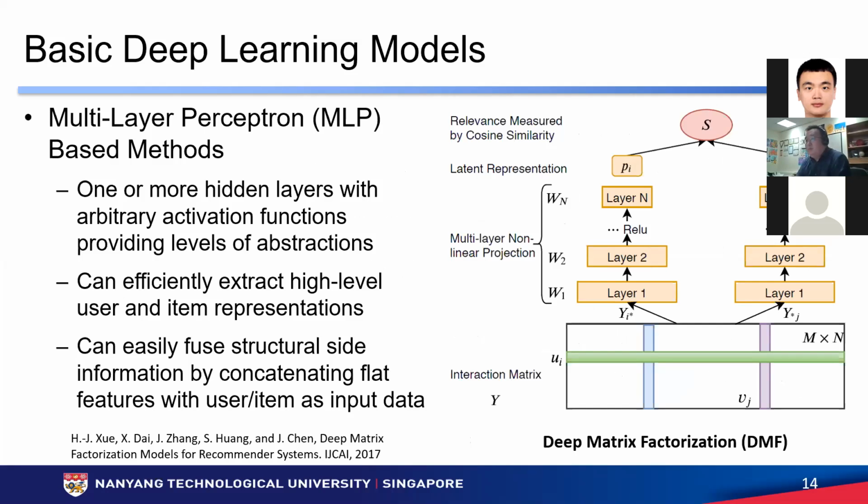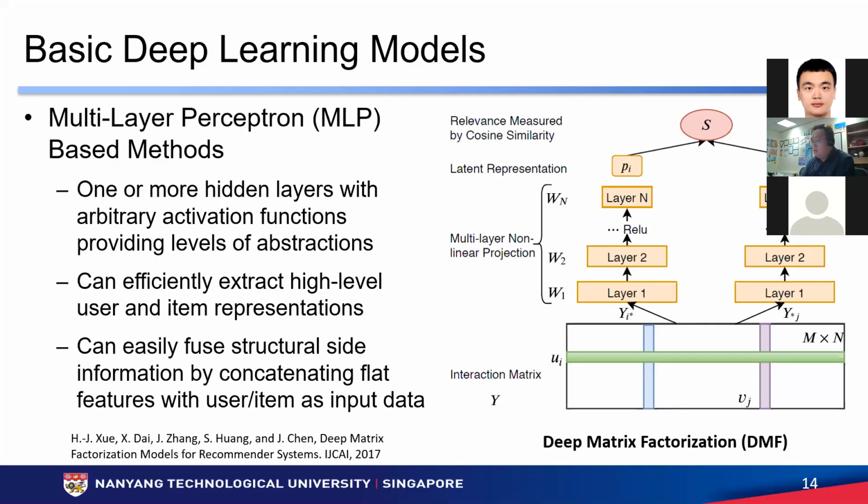Another deep learning model is this multi-layer perceptron-based model, MLP, which is also widely used these days in recommender systems. And it has one or more hidden layers with arbitrary activation functions that can provide levels of abstraction, and it can efficiently extract high-level user and item representations. And this model is also flexible, can easily fuse those structured side information by concatenating the flat features of those users or items as input data. So I will give you an example later on as well.